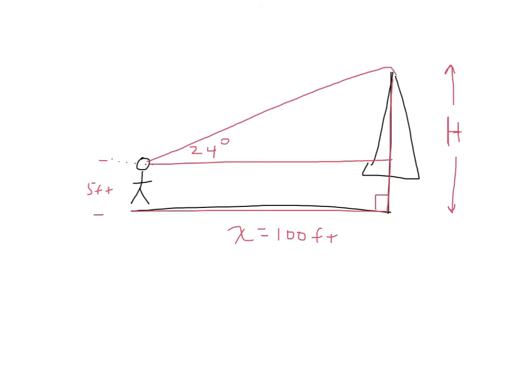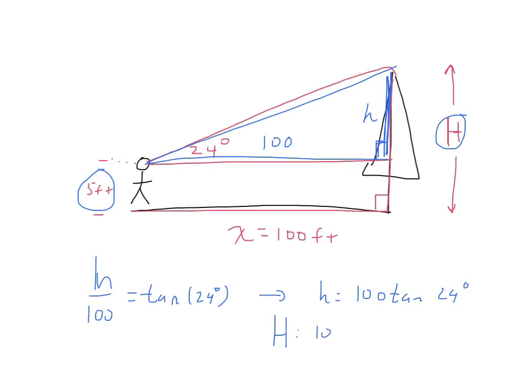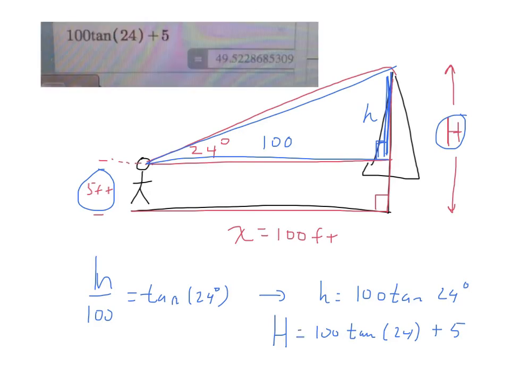Okay, well, I think the easiest thing to do would be to first find this height, because we need to look at this triangle. We know that this distance is 100, so we could say that h over 100 must equal tan of 24. And therefore, h must equal 100 tan 24. But if I'm looking for the total height, I need to add in the 5 feet to my eyesight. So the total height is going to be 100 tangent 24 plus 5. And again, this is something that we can use Desmos to calculate. So we found that the height equals 49.52.